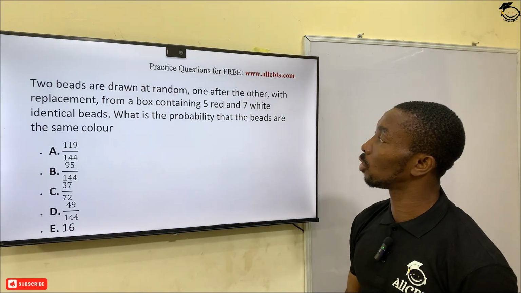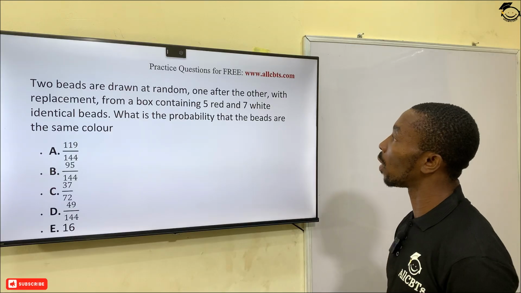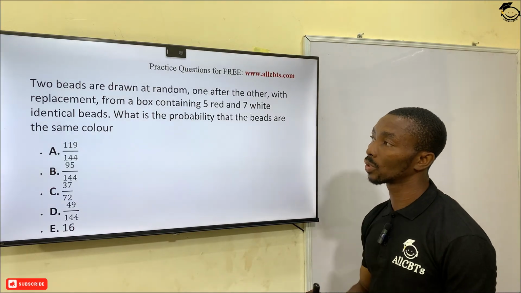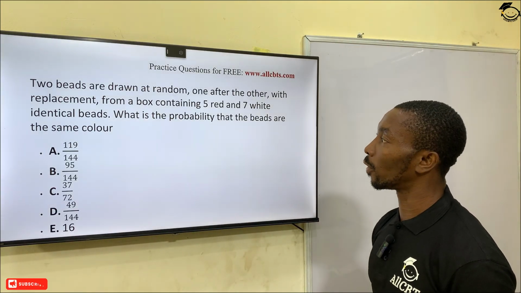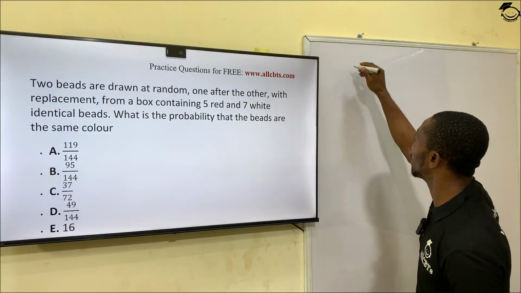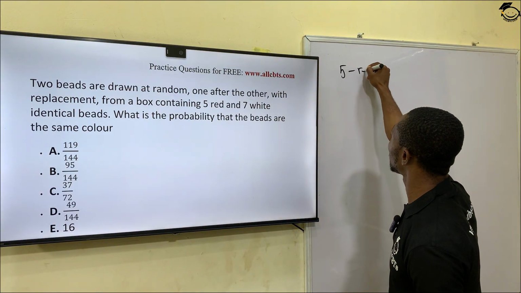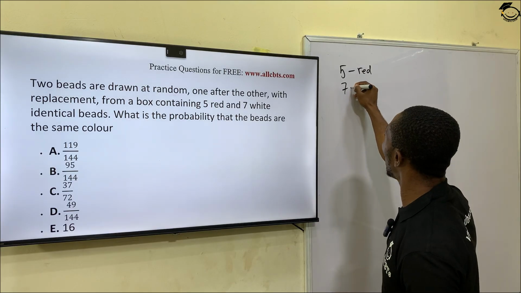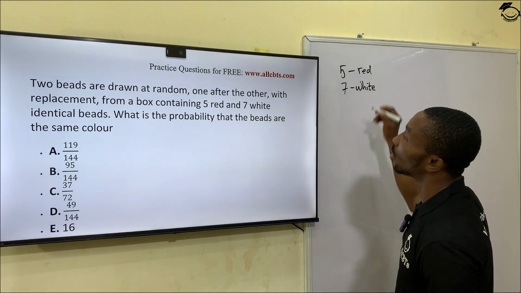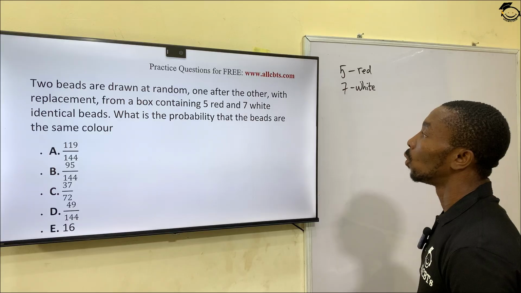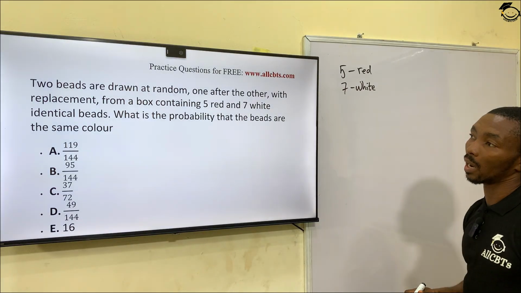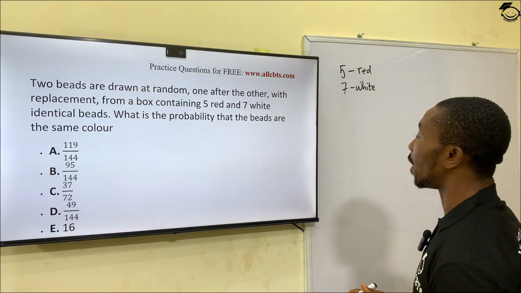Two bits are drawn at random, one after the other, with replacement from a box containing 5 reds and 7 whites, identical bits. What's the probability that the bits are the same color?